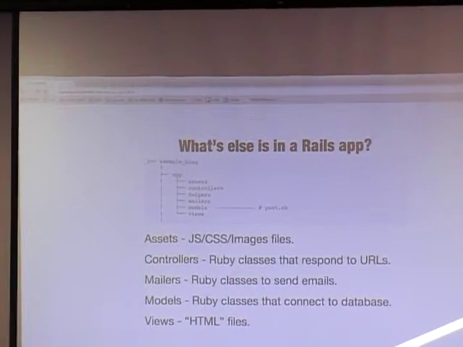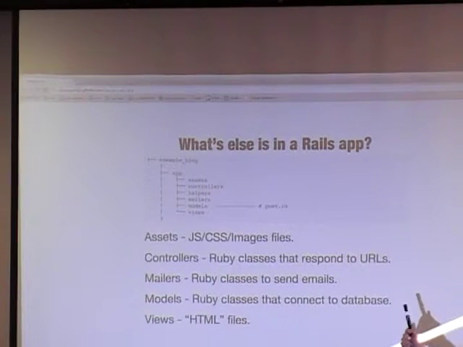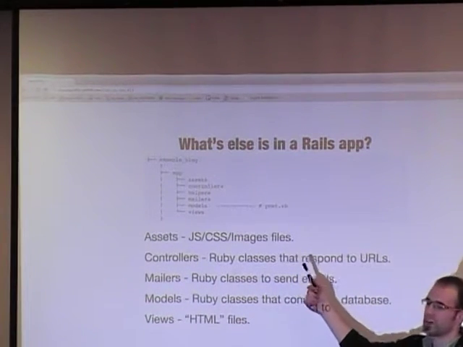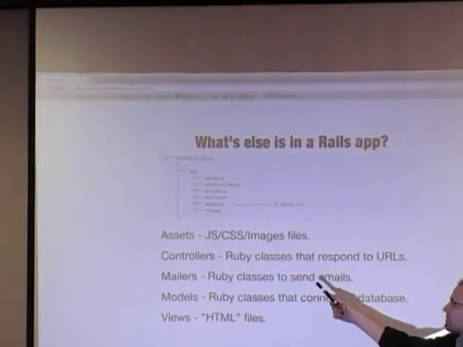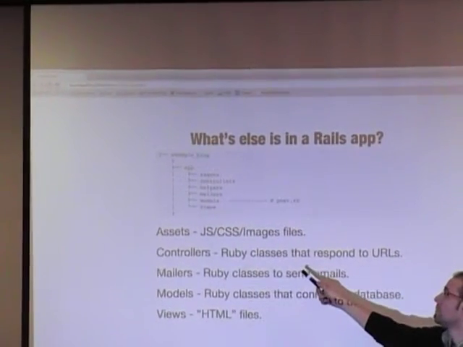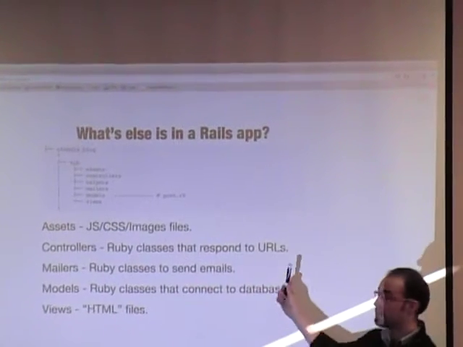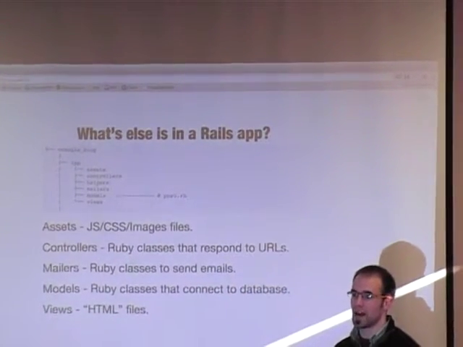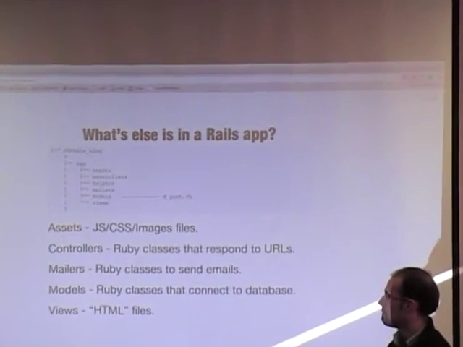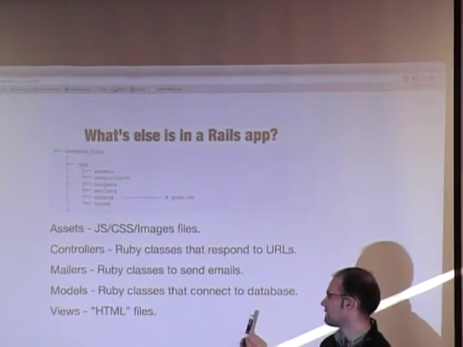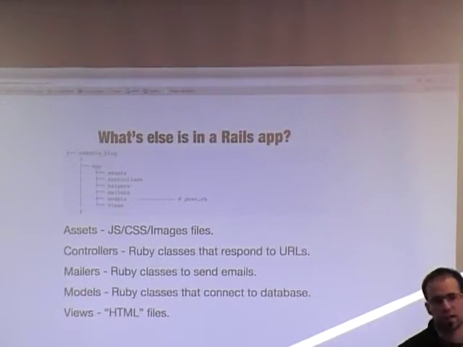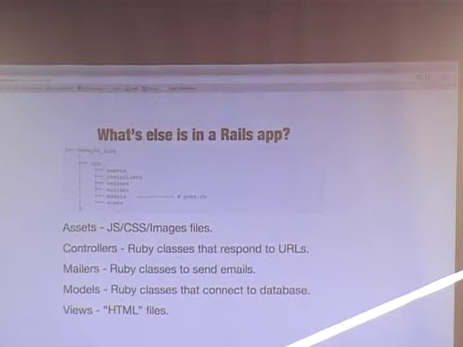So in the app folder, you've got places where you store your JavaScript, your CSS, and your images. You've got your controllers, which are Ruby classes that respond to URLs. You've got mailers, so Ruby can send email automatically for you. You've got models, which we've already seen. And then you've got your views, which are kind of like your HTML files.